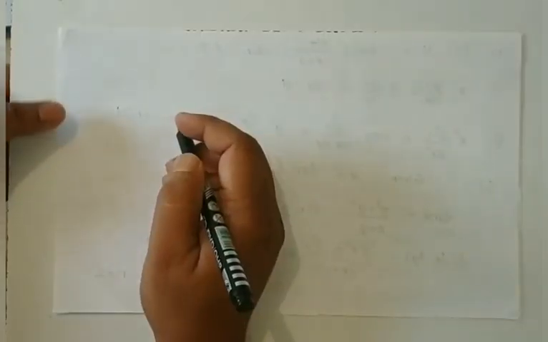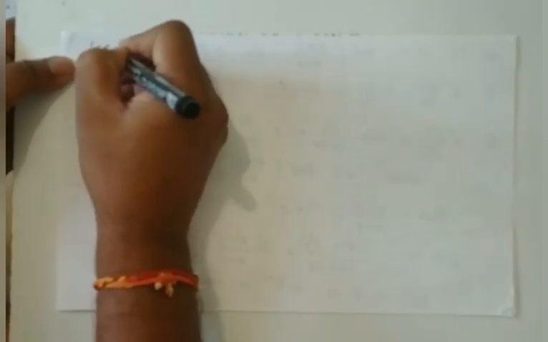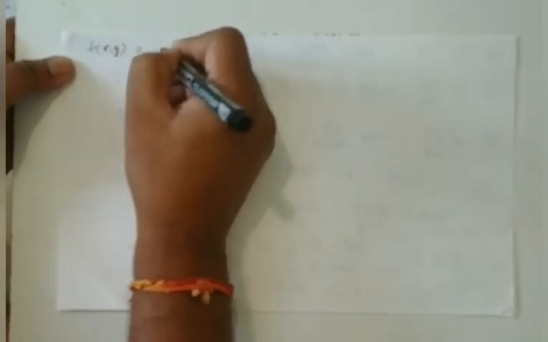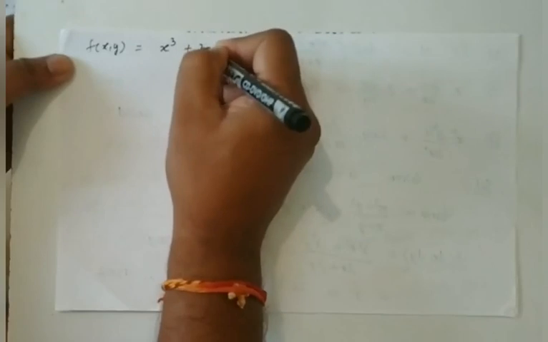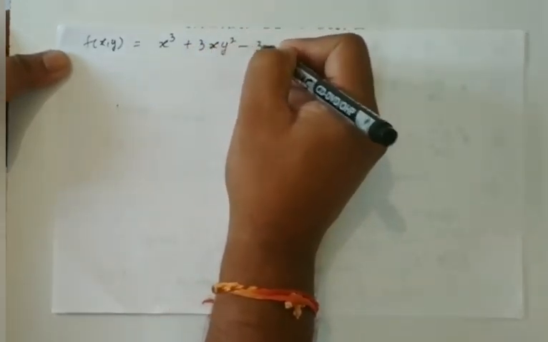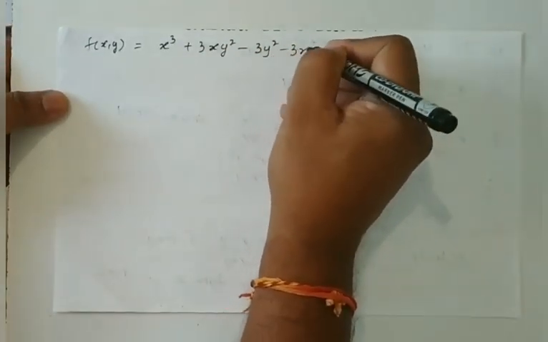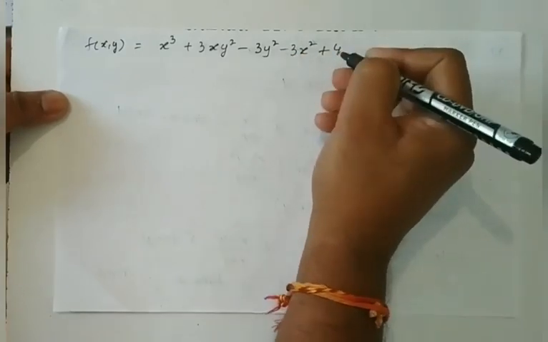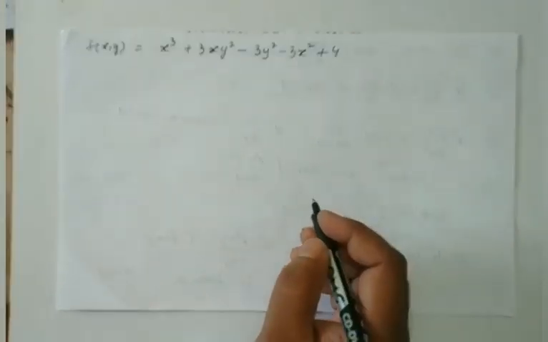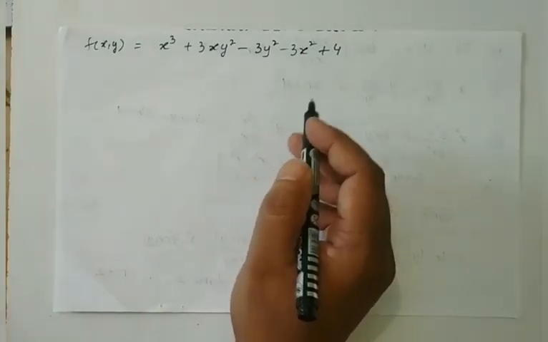Now let us see one more example. f of x comma y is equal to x cube plus 3xy square minus 3y square minus 3x square plus 4. Now let us see how to find the maximum, the minimum and the saddle points of this function.